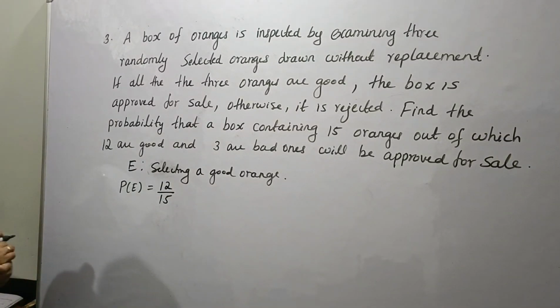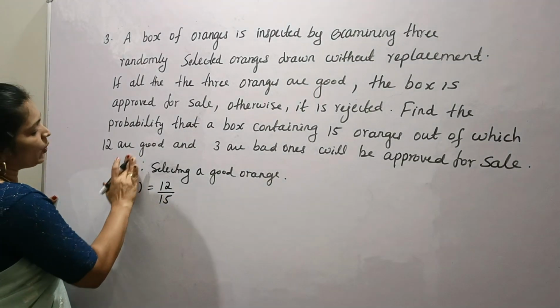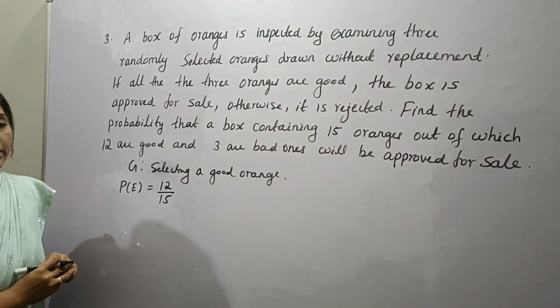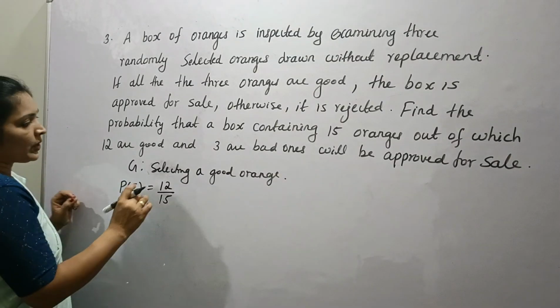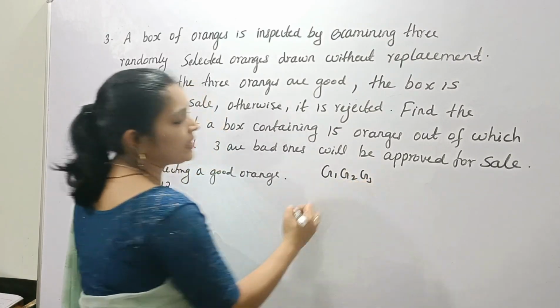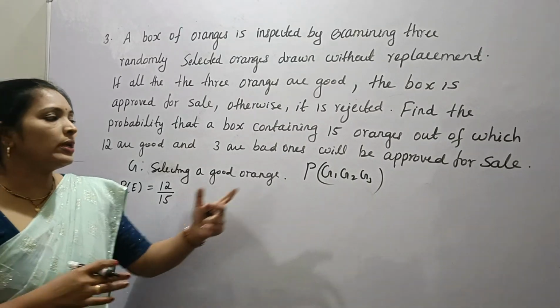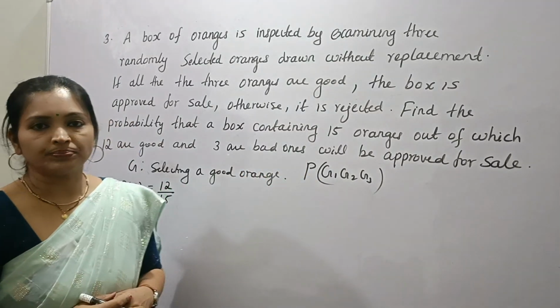Now here, let's take good oranges, so it is better to take G. G is the event selecting a good orange. And here, we are selecting 3 good oranges, right? That is, we have to find the probability of 3 good oranges. So let's name them G1, G2, G3.